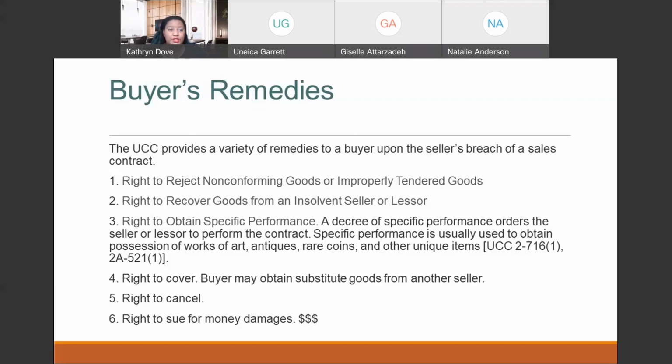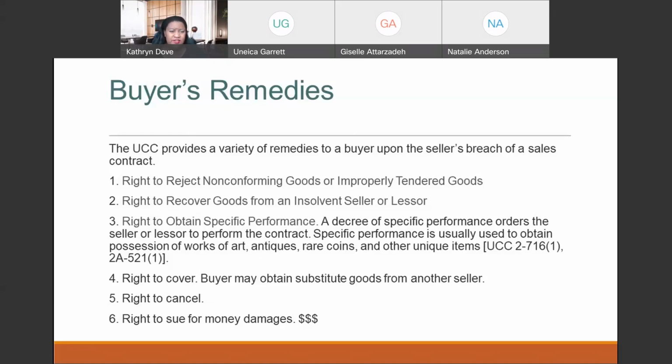You have the right to obtain specific performance, which is when the court orders the seller to perform the contract and hand over the goods. This is usually required when the goods are rare, like a rare piece of art, antiques, or rare coins. The buyer has the right to cover, which means obtain substitute goods from another seller, which would normally work if you're just trying to purchase ordinary goods: nails, supplies, napkins, paper towels.